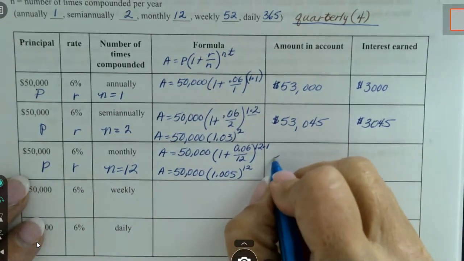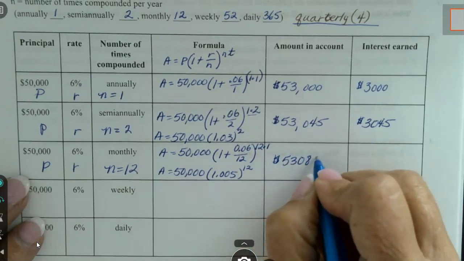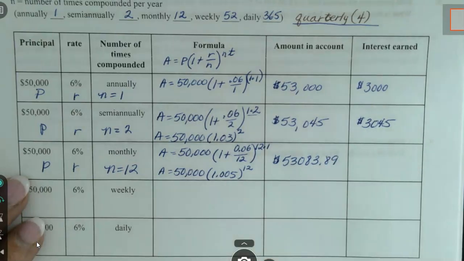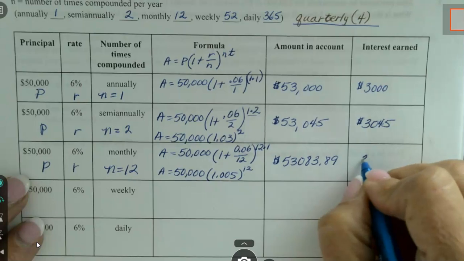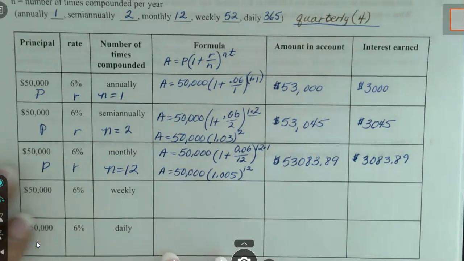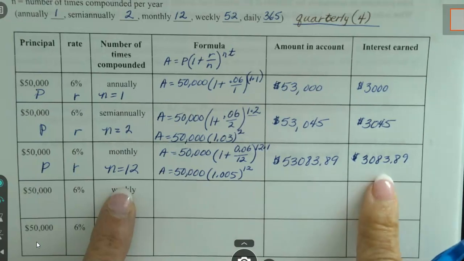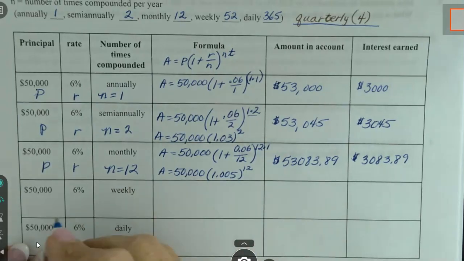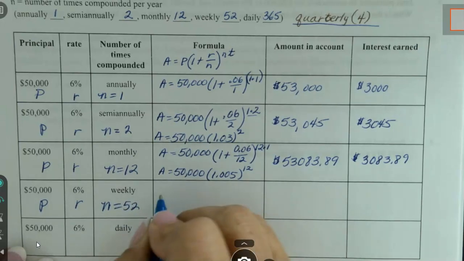Okay, so now I have $53,083.89, and we do want to go to dollars and cents, so both of these up here were just zero on there. And then again, when I subtract 50,000 from it, I have now, in this case, earned $3,083.89. So again, now by compounding it monthly, I've earned even more money. So again, the more times that you can compound it, the better you're going to be. Again, here weekly, we were now at 52.